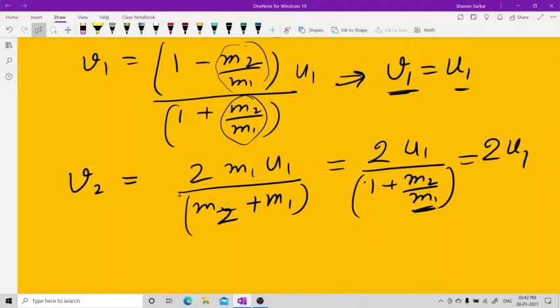Okay. Now the thing is, this was the case when a heavy body was hitting a light body.